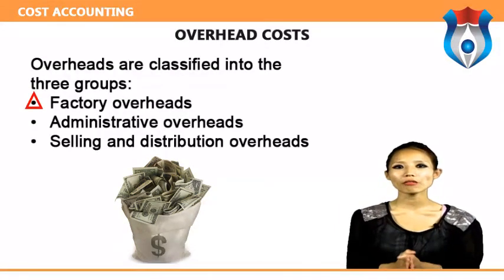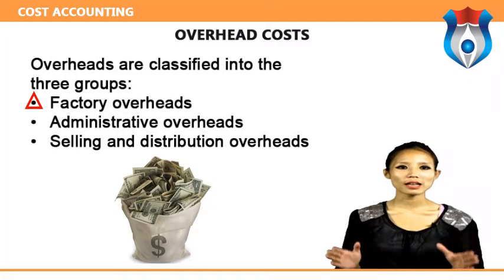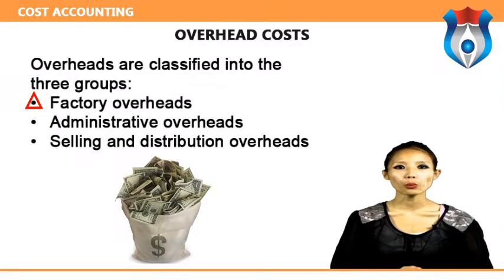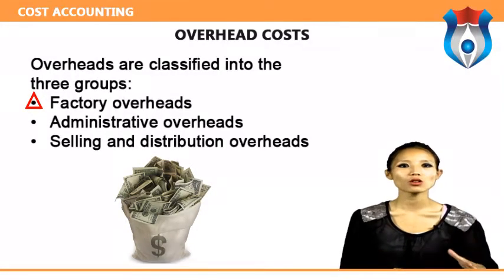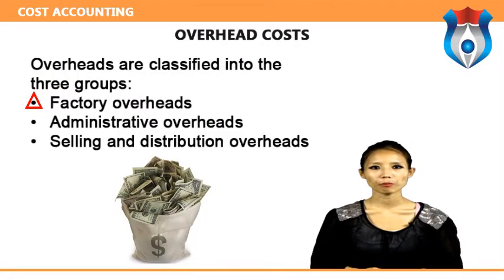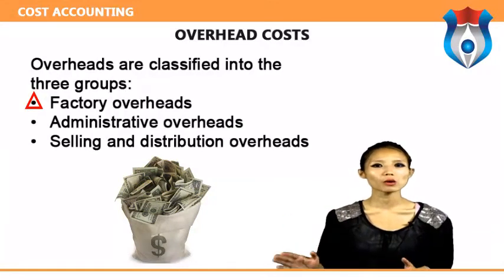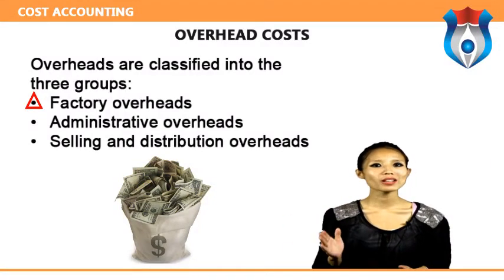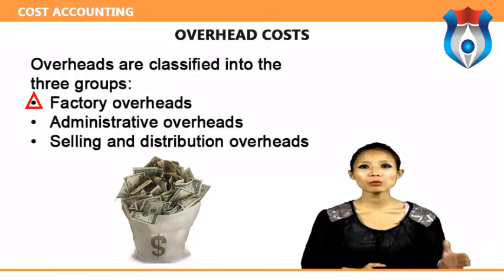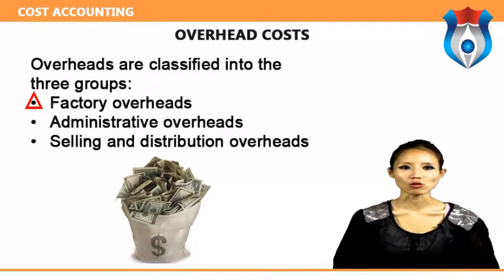Factory overheads. Factory overheads include all indirect expenses which are incurred in connection with the manufacture of a product. They are also known as works overheads or factory burden or works burden. Factory overheads may be fixed or variable. Fixed factory overheads are those costs which do not vary with the volume of production. For example, rent of factory building, salary of watchman, timekeeper, supervisor, expenses on labor welfare activities, etc.